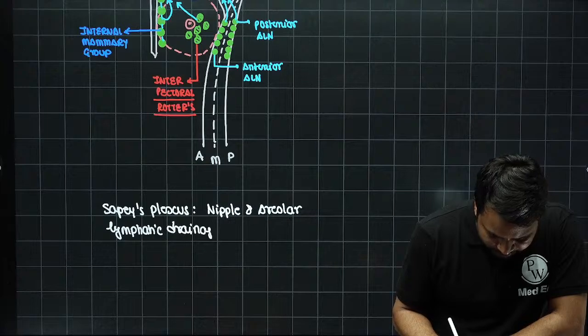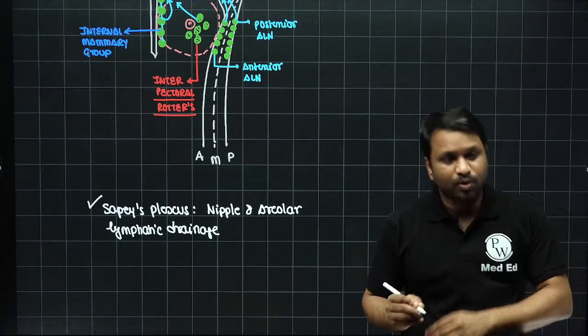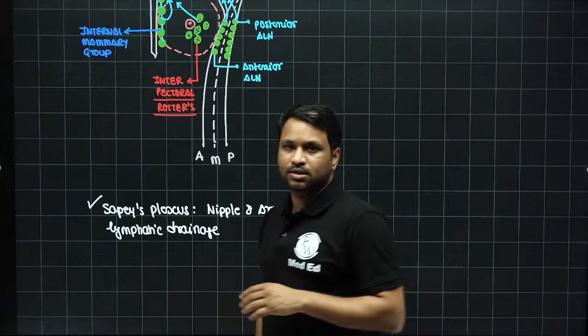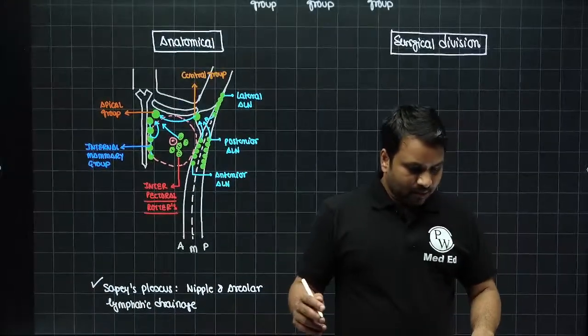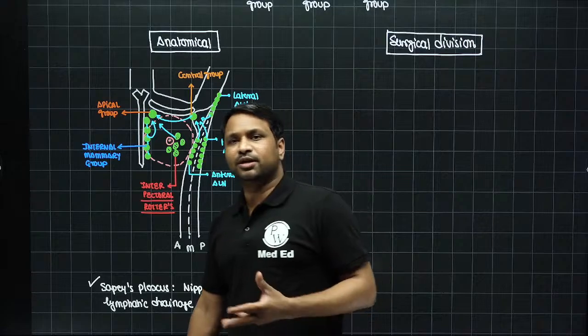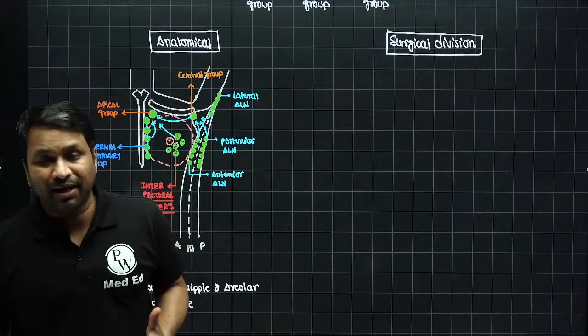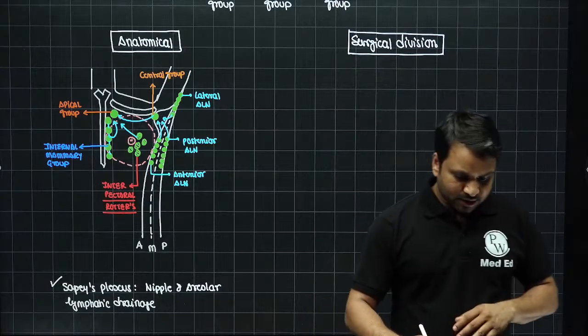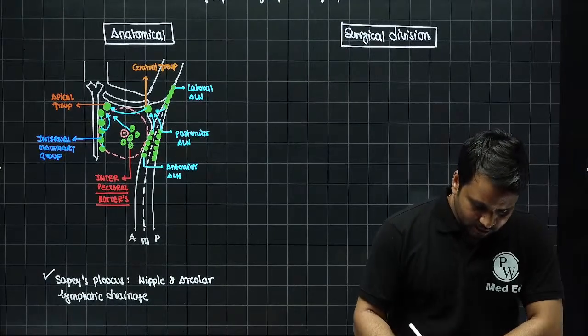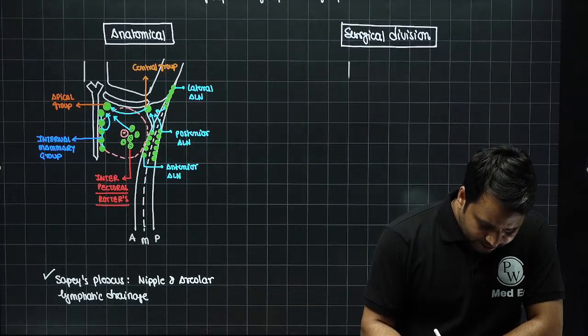The nipple and the areolar lymphatic drainage is what we call the Sappey plexus. But again, as I told you, the anatomical divisions are not good enough for you to plan your surgeries. Hence you have the surgical division. Now the surgical division is quite similar to the anatomical one, but there's a tinge of difference.